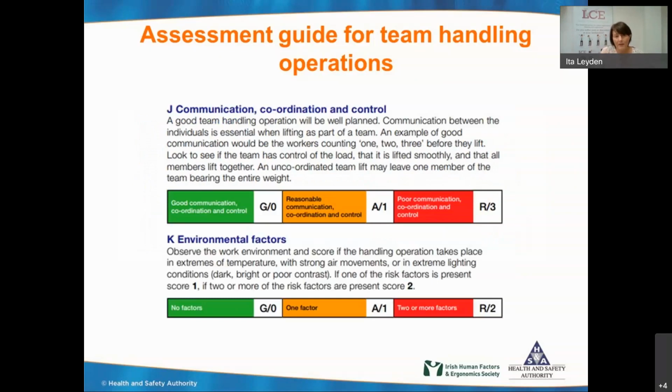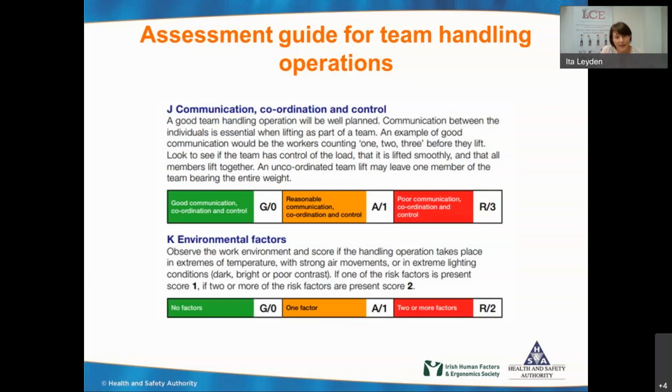Now, very importantly for a team handling operation, we're going to include the risk factor of communication. If during a team handling, communication is poor, as in there's no one in control, one person starts to lift before the other, one person goes one direction, another person goes the other direction, that of course isn't going to contribute to the potential for musculoskeletal injury.